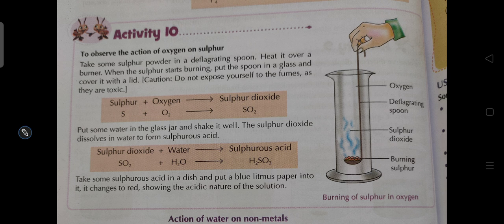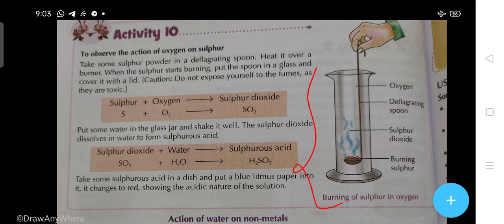Put some water in the glass jar and shake it well. The sulfur dioxide dissolves in water to form sulfurous acid. Take some sulfurous acid in a dish and put a blue litmus paper into it. It changes to red, showing the acidic nature of the solution. So see here, this is the burning of sulfur in oxygen. All the reactions are shown in this picture also.